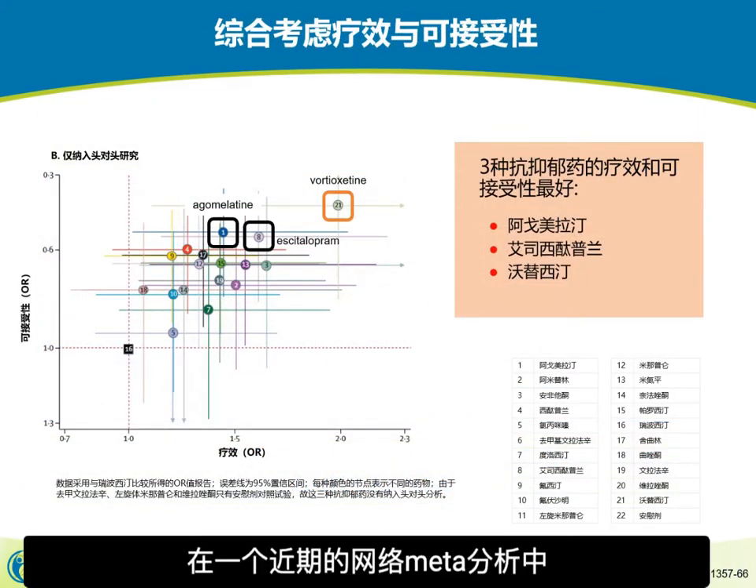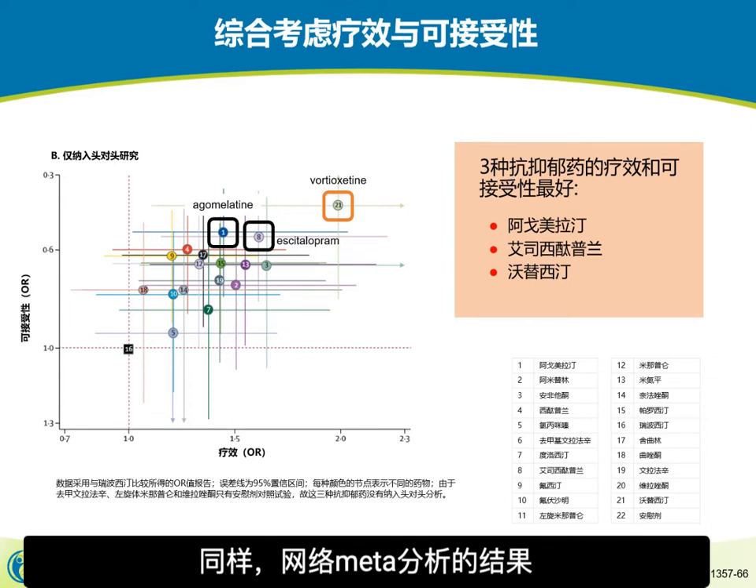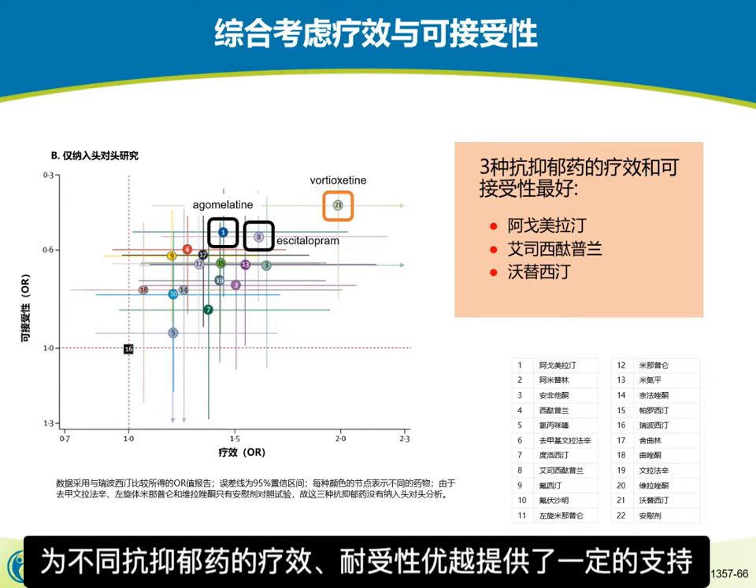In a more recent network meta-analysis comparing 21 antidepressants, it was found that 3 antidepressants had the most favorable profile for both efficacy and acceptability. And these 3 medications were agomelatine, escitalopram, and vortioxetine. So again, based on these network meta-analyses, there is some support for superior efficacy and tolerability among the different antidepressants.